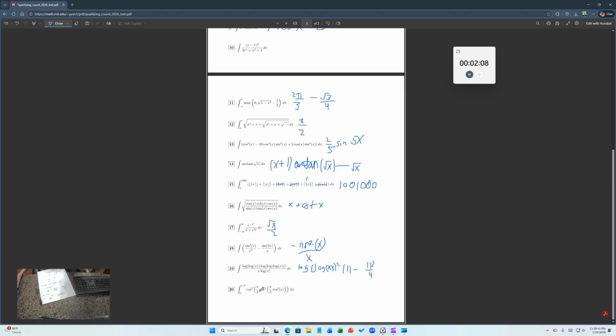For this one, how would you do this? So what happens when you plug in x equals pi over 2 minus t? And that becomes sine squared, which is 1 minus cosine squared. So that becomes sine squared, yeah. And then it just reflects, and then you just get pi over 4.